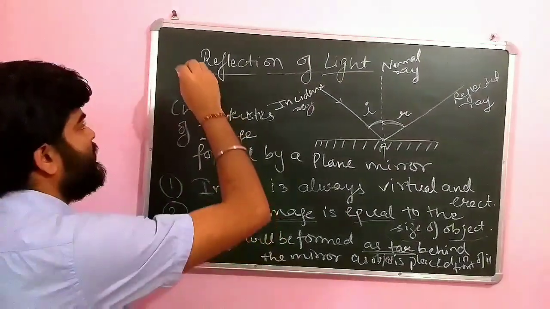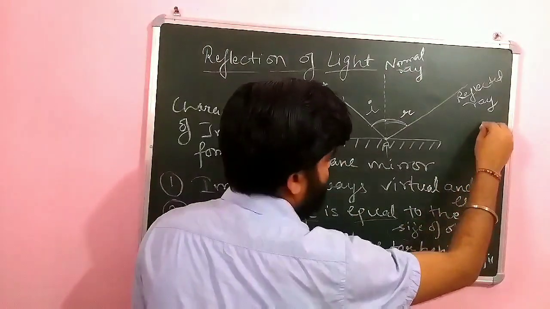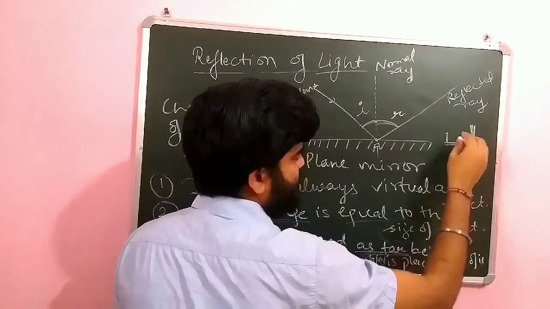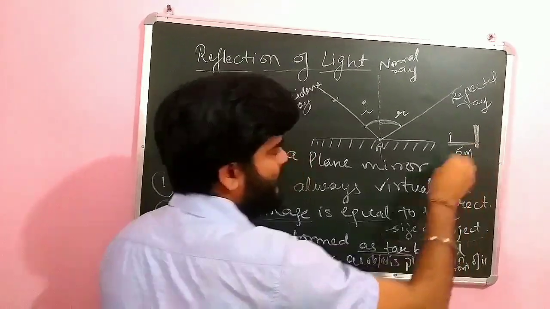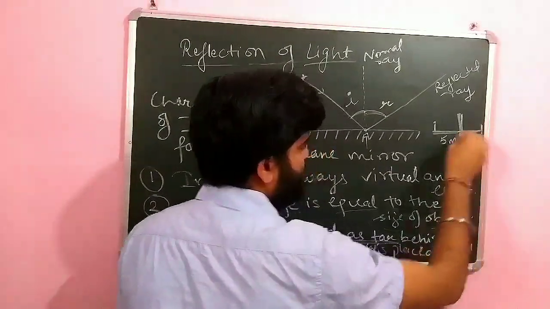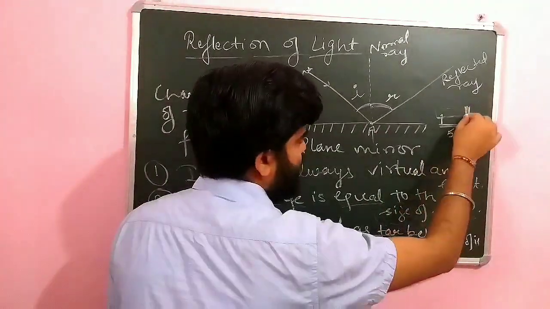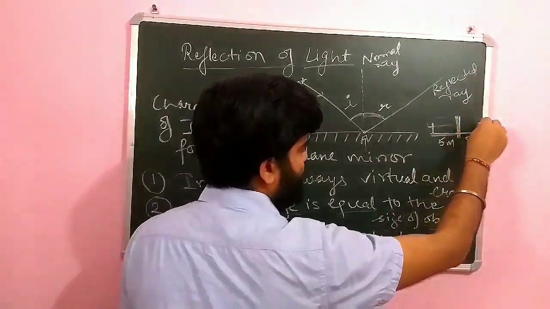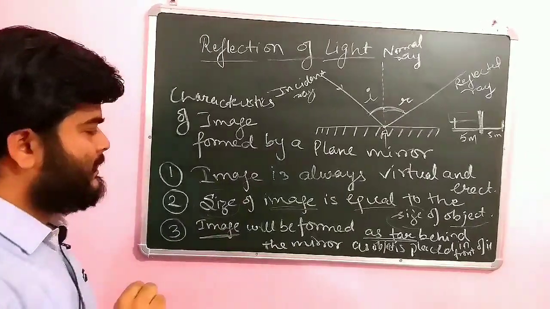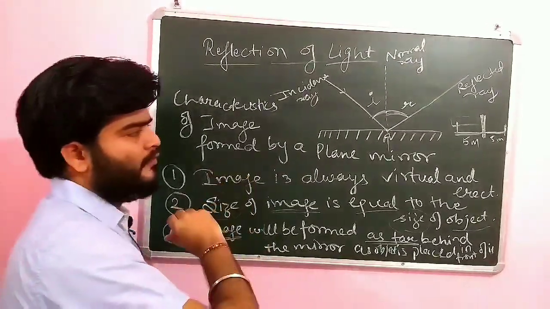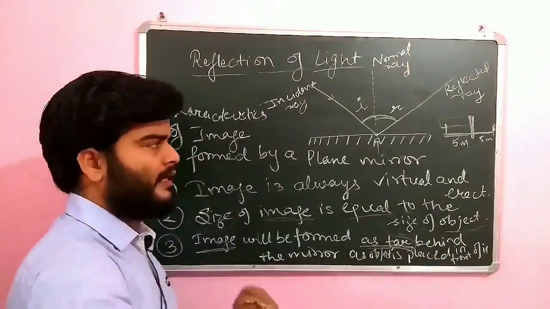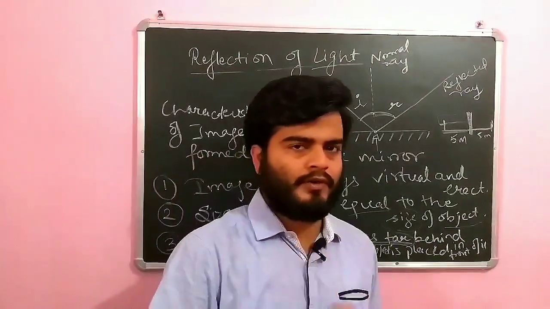It means in general language we can say that if this is a mirror and if this is an object which is at a distance, let's say 5 meter, so the image will also be formed at a distance of 5 meter. जितना आगे दूरी पे ऑब्जेक्ट प्रेजेंट है उतनी ही दूरी पे इमेज भी बनेगी. This is the third basic characteristic of image formed by a plane mirror, that it will form as far behind the mirror as the object is placed in front of it.